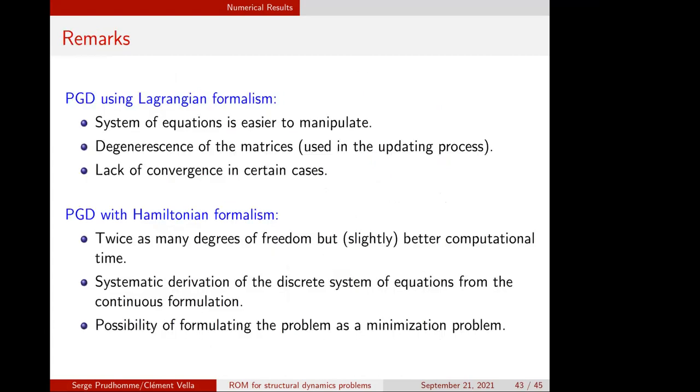Okay, so some few remarks. If I may ask you, then what is it that motivates this explosion intuitively?